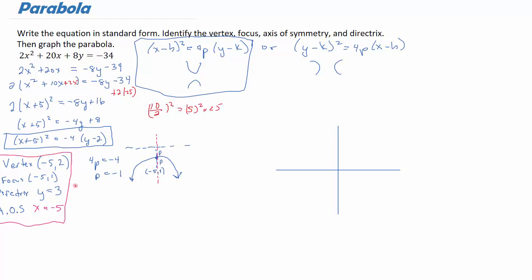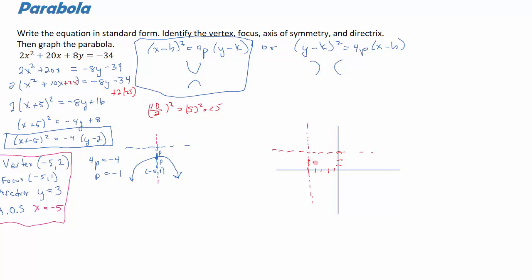And finally, we want to graph. So let's start off with our vertex. Negative 5, 1, 2, 3, 4, 5, and up 2. So negative 5, 2. Our focus is negative 5, 1. Our directrix is going to be at y equals 3. And our axis of symmetry is going to go right here at x equals negative 5. So we're going to have a parabola that's going to open down.